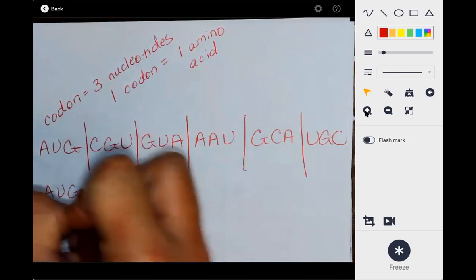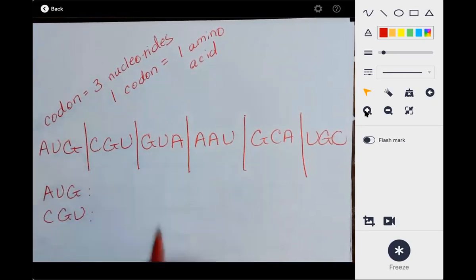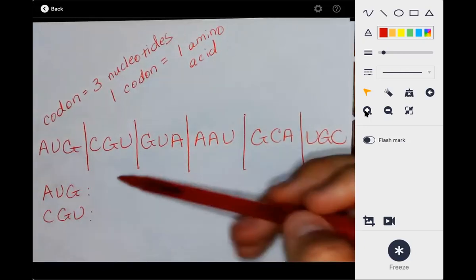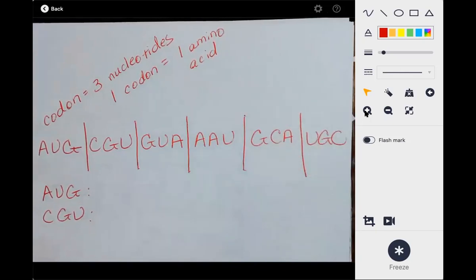So like AUG, CGU, and figure out the amino acids that way. So it is up to you how you want to organize this. This is the way that I recommend starting it, just making the slashes. If that doesn't work for you, then we can figure out another way.